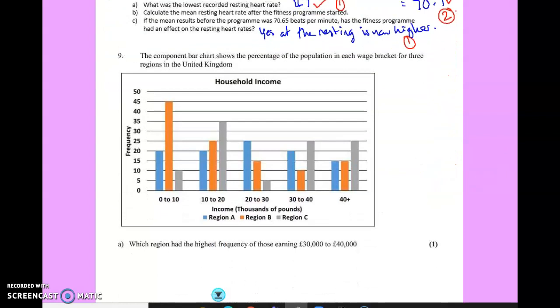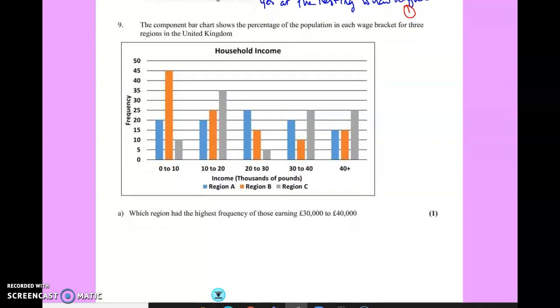Number 9. Looking at a component bar graph, we want to know which region had the highest frequency of those earning 30 to 40. So 30 to 40 is this one here. The one that's highest is this one here. So it'd be region C. It's 1 mark, for correctly getting the right region.